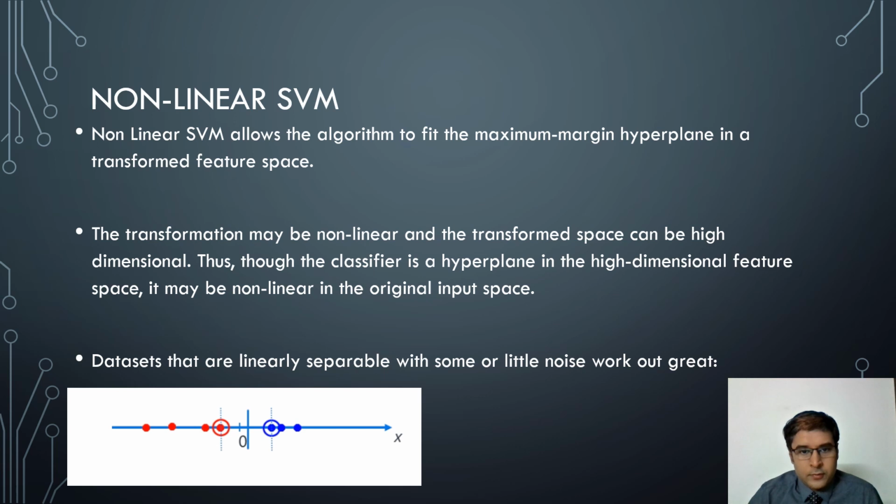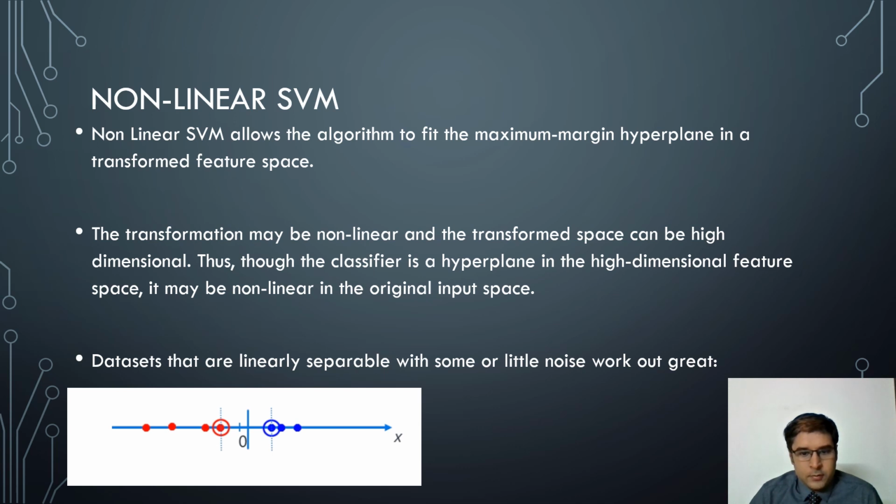Now we discuss how we move from linear to non-linear support vector machines. Non-linear support vector machine allows the algorithm to fit the maximum margin hyperplane in a transformed feature space. So we discuss briefly how we transform from linear space to multidimensional space so that we can fit a maximum margin hyperplane in that. The transformation may be non-linear and the transformed space can be high dimensional. Thus, though the classifier is a hyperplane in the higher dimensional feature space, it may be non-linear in the original input space. This is clear, I hope. So basically, since the classifier is a hyperplane in the higher dimensional feature space, it might be non-linear in the original input space that was given to the model.